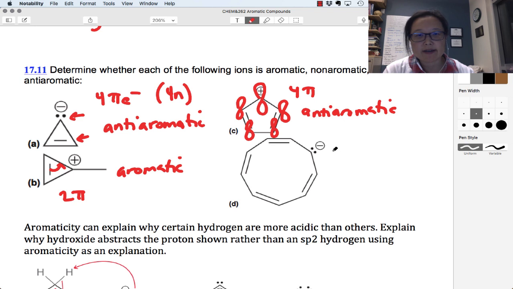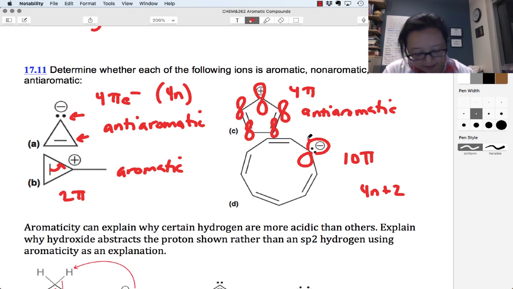And then this one here, so clearly this lone pair here could either be part of the pi system or not. So let's find out if it wants to be or not. 2, 4, 6, 8. So if we include this, it'll be 10. And 10 is a Hückel number where n equals 2. So 4 times 2 plus 2 is 10. So this is aromatic as long as this lone pair participates. And it looks like it can because we could push the electrons. And this is one way to check, if you can push them all the way around and come up with a resonance structure, you can tell that they're conjugated.